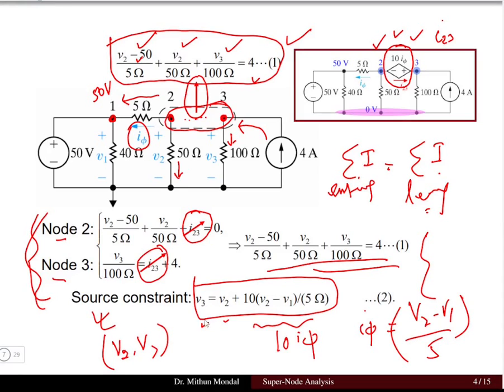So we have two equations in two variables which we can solve to find the potentials V2 and V3, and then our solution requires us to find the value of I phi, which is equal to V2 minus V1 by 5. That will give us the solution for I phi. That completes the first solution.